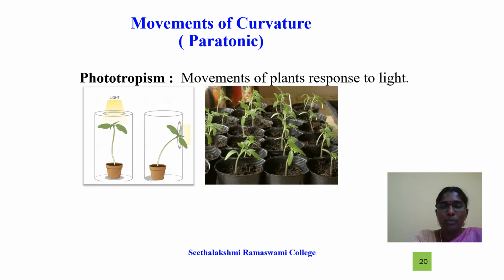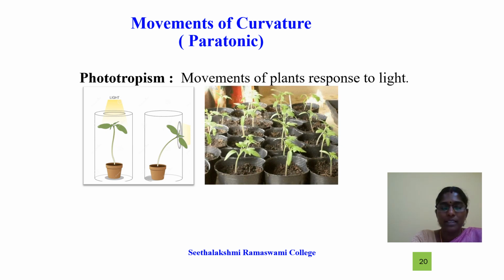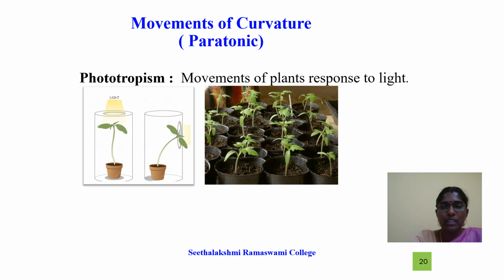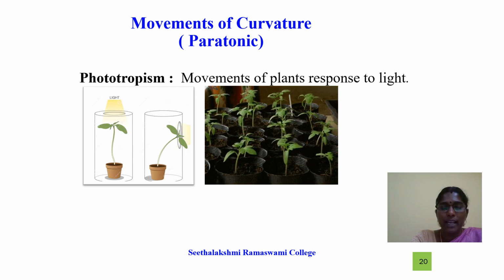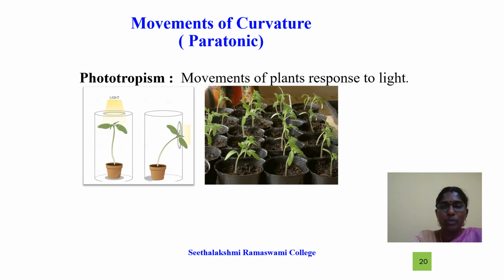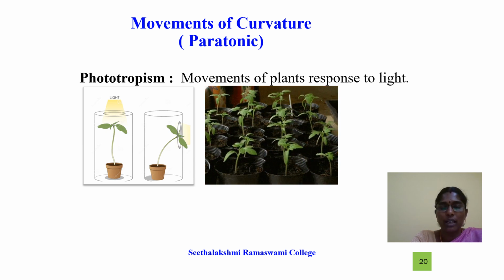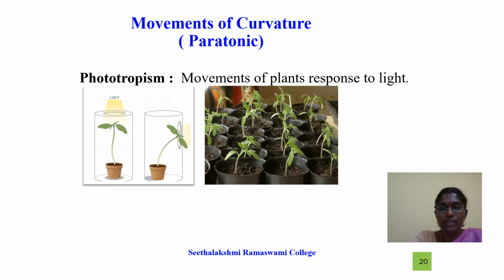Because the growth hormones are present in the tip of the plant, when the plant receives the light, the hormones are present on the shaded side. Automatically more growth occurs on the shaded side, so the plant responds and curves towards the light. This movement is called phototropic movement. This phenomenon is known as phototropism.